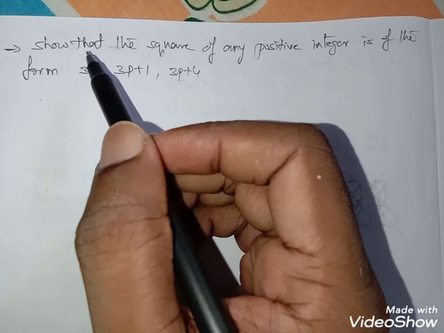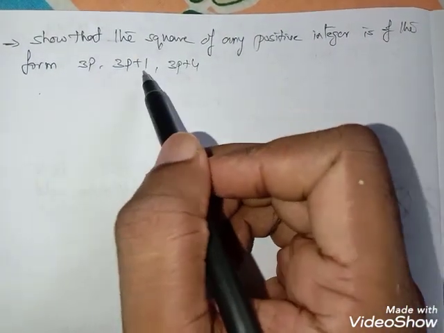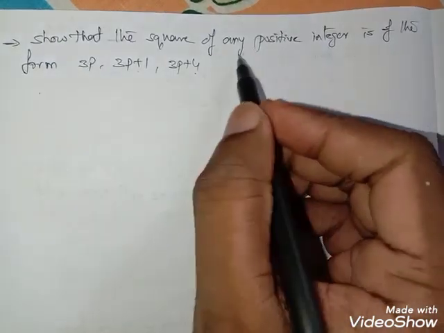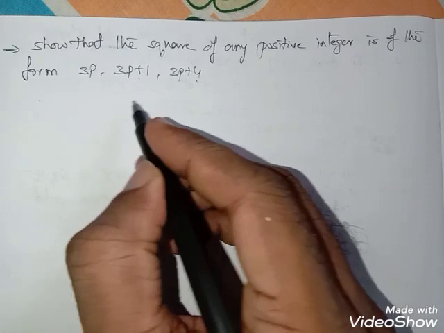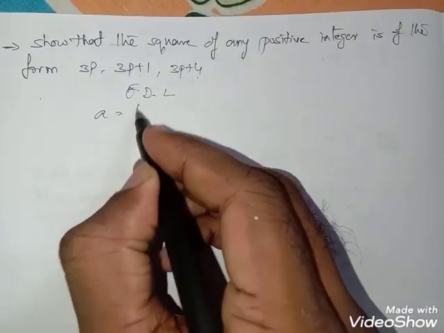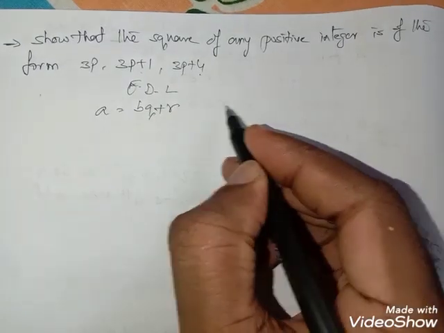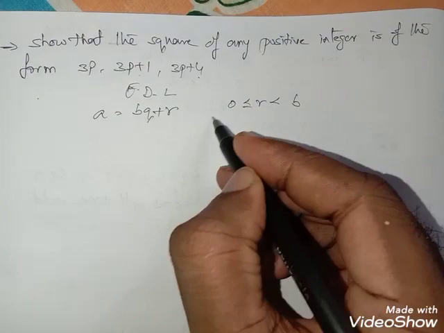Students, today we are going to learn about the square of any positive integer is of the form 3p, 3p plus 1 and 3p plus 4 under Euclid's division method. Now, as per the definition of Euclid's division lemma, we know that a is equal to bq plus r, where r is lying in between 0 to b.